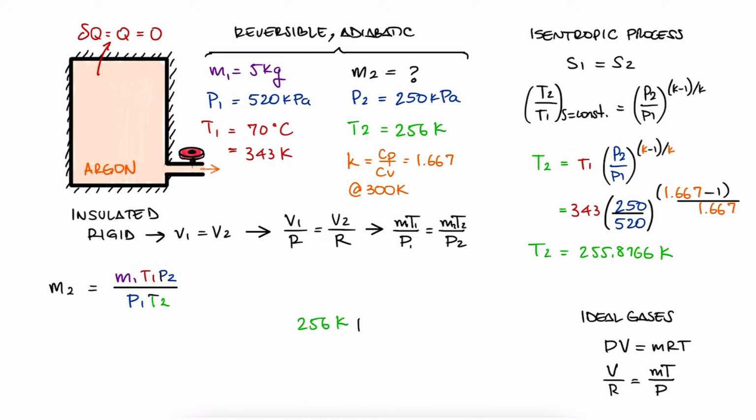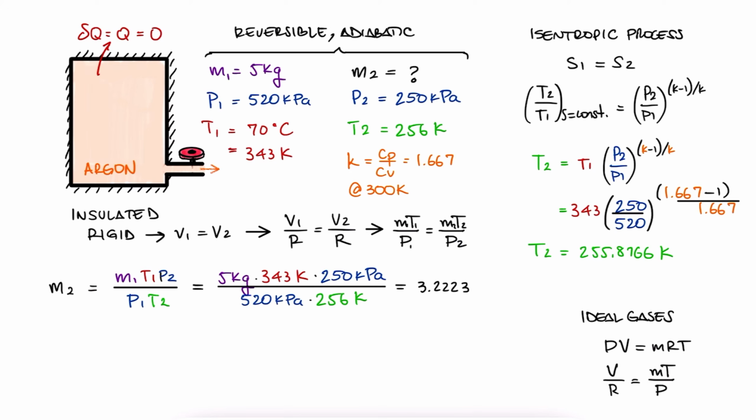Since with this value for T2 and T1, we would get an average of 300 Kelvin anyways, our k value is on point. If this wasn't the case, we would iterate by taking the new k value for the average temperature and calculate T2 again, and repeat this process until the temperature converges. We now go back to our mass equation, substitute all values, once again in Kelvin, and find the value for M2, the mass at the end of the process.